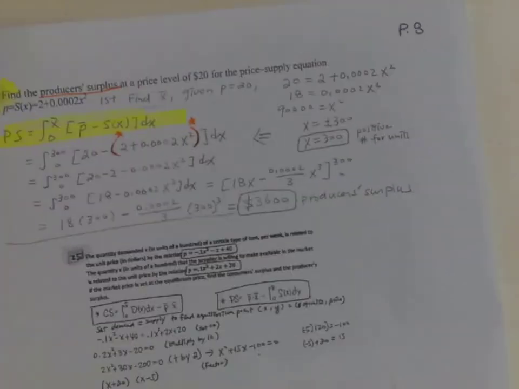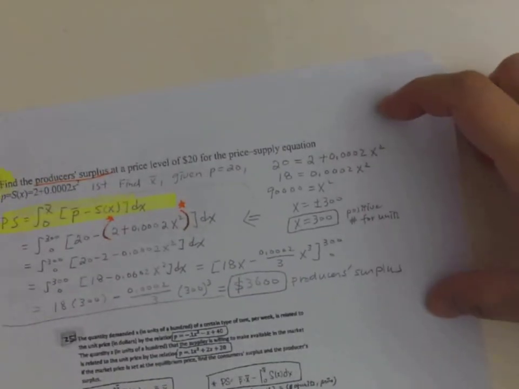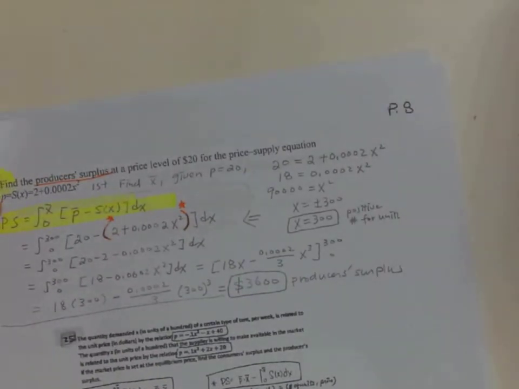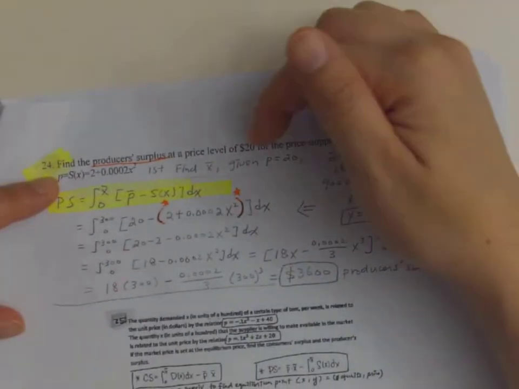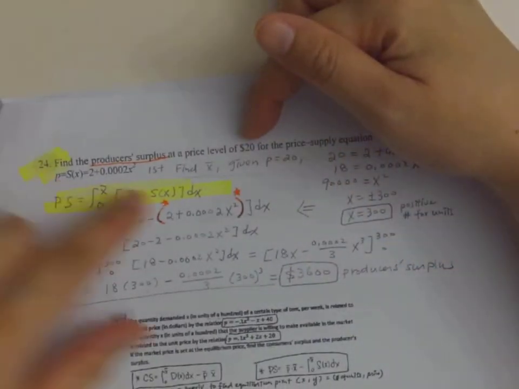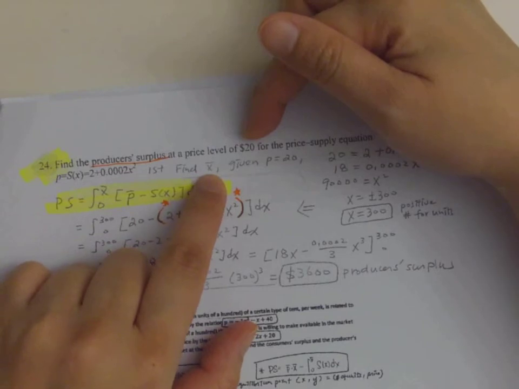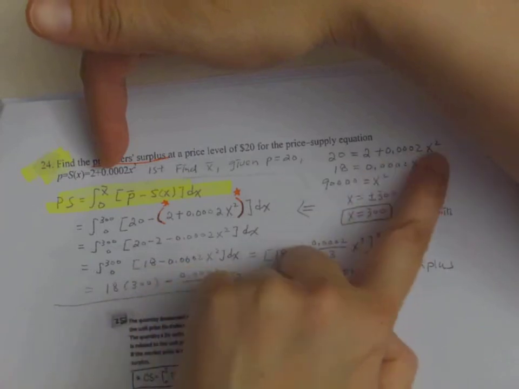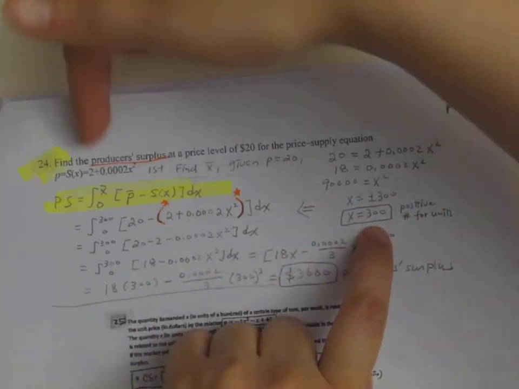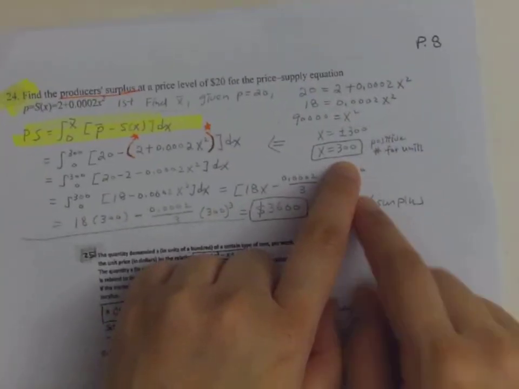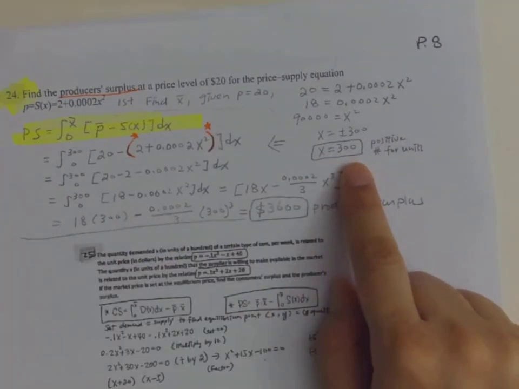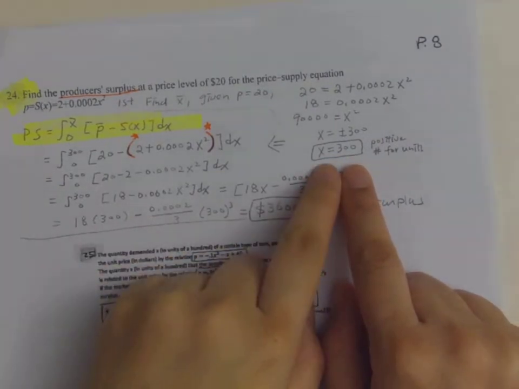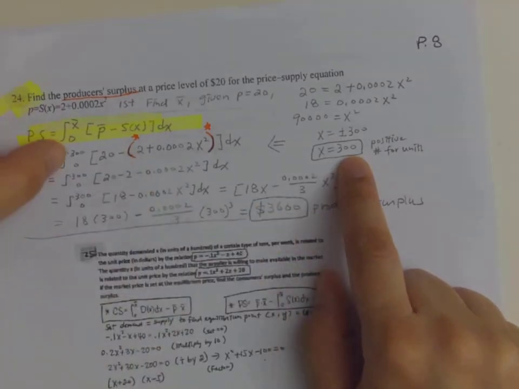The last question we will talk about is the producer surplus. For this one, they give you the supply price function. They give you the price. So again, the first step is you need to find your upper limit, which is the x value, right? So you set your price equal to that price function. For x, we got plus or minus 300. This is price with x units, so x units cannot be negative, so we pick the positive 300 as my upper limit, and the lower limit would be 0.